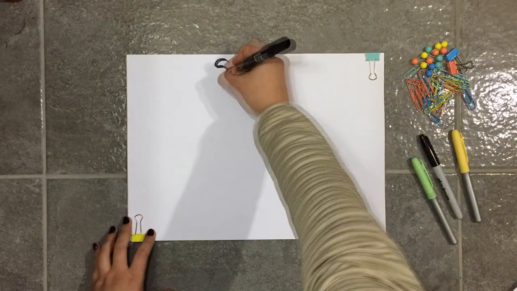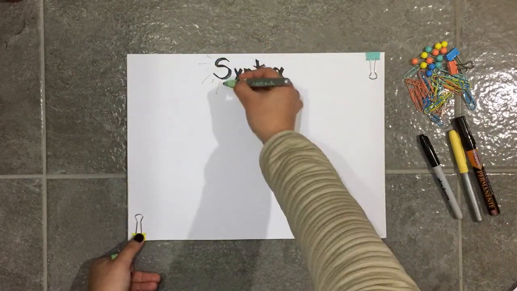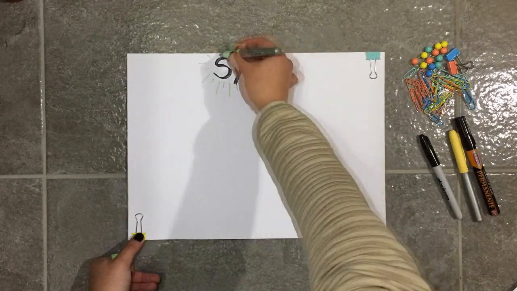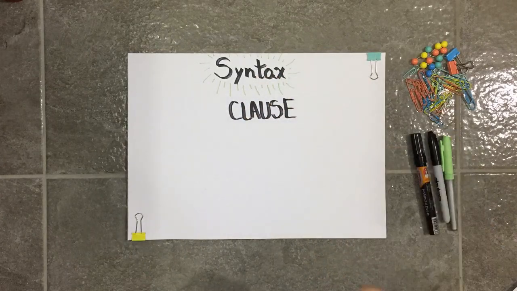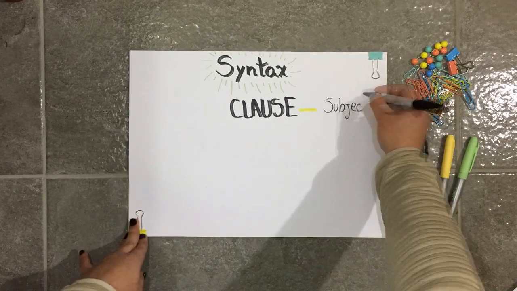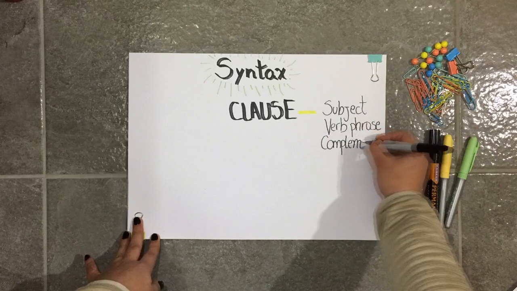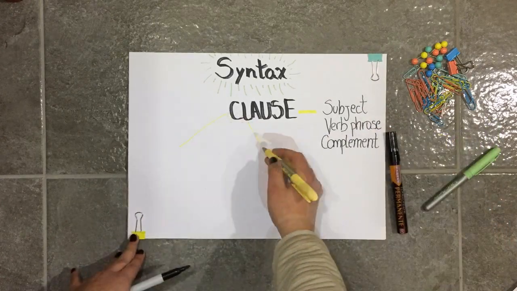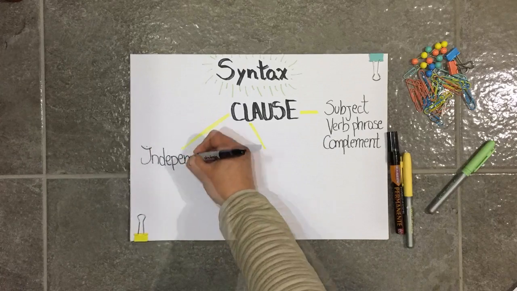Now, let's talk about syntax. Syntax is the study of the structure of a sentence. We will understand the meaning of the sentence if we learn how to analyze it. A clause is the basic unit of grammar and is made up of a subject, a verb phrase, and sometimes a complement. There are two kinds of clauses: independent clauses and dependent clauses.